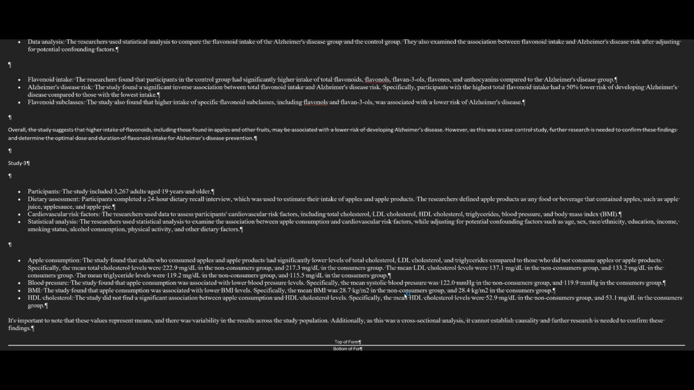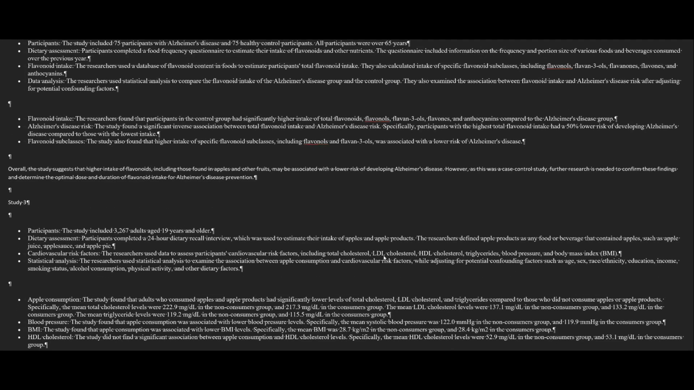Specifically, the mean HDL cholesterol levels were 52.9 milligrams per deciliter in the non-consumer group and 53.1 milligrams per deciliter in the consumers group. It's important to note that those values represent means and there is variability in the results across the study population. Additionally, as this was a cross-sectional analysis, it cannot establish causality, and further research is needed to confirm those findings.